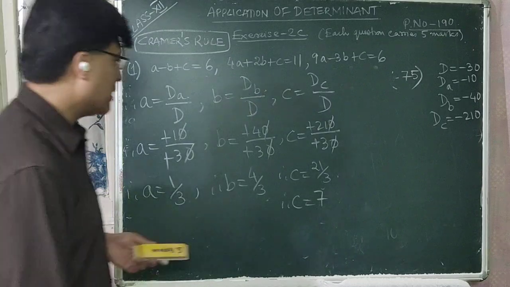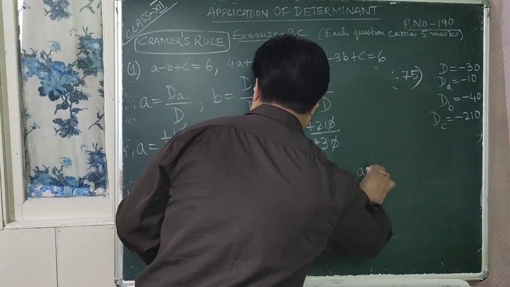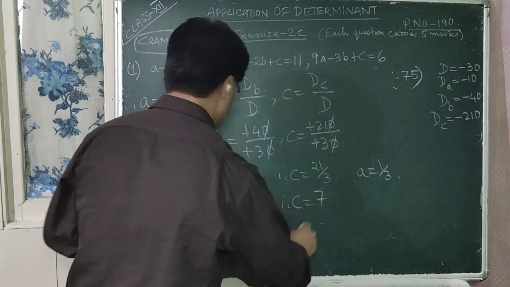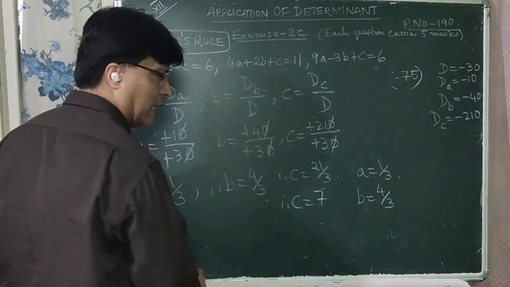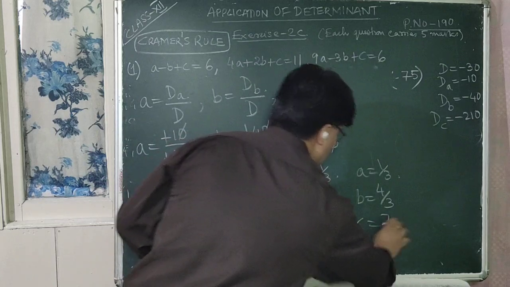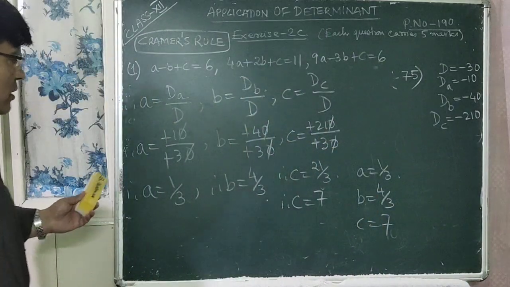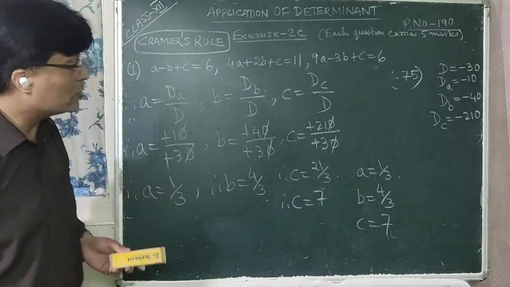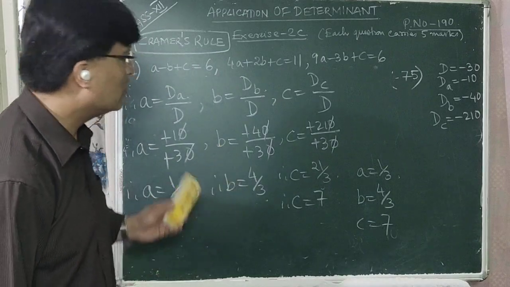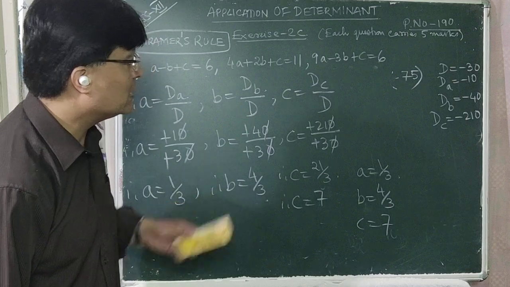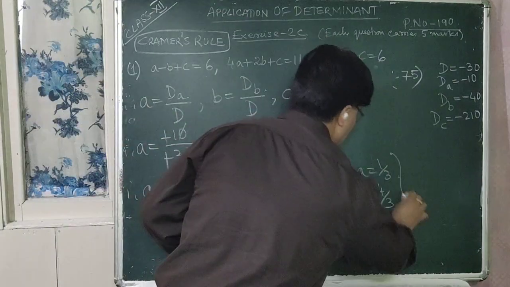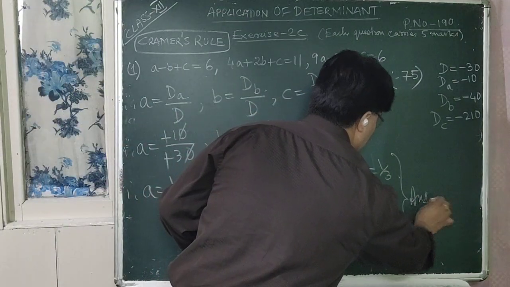Okay? So write down the answers. Which are the answers here? A is equal to 1 by 3. What is B? B is equal to 4 by 3. And what is C is equal to? So C is equal to 7. So we got the answer. A is equal to 1 upon 3, B is equal to 4 upon 3, and C is equal to 7. So these are the final answers.